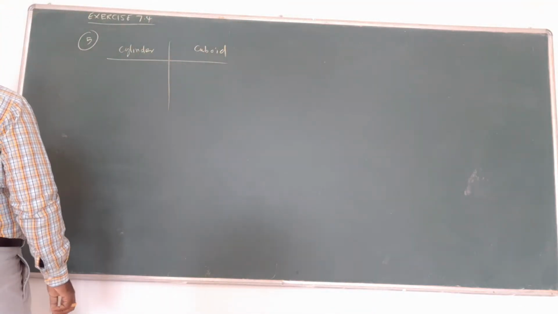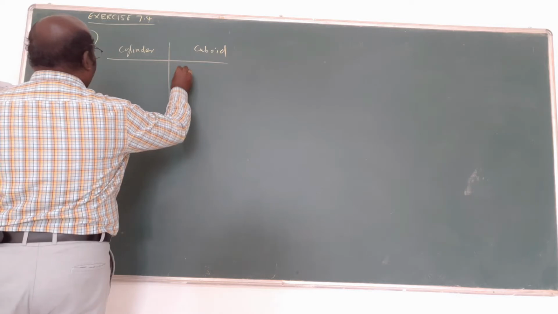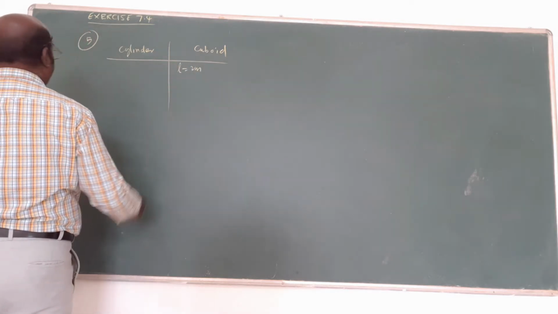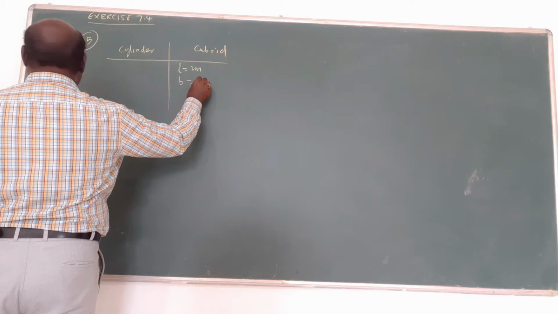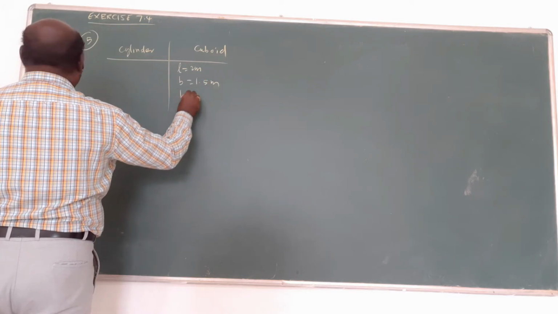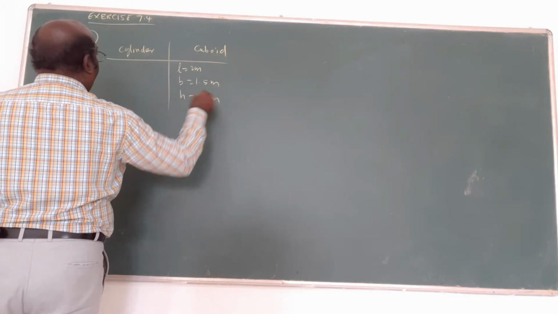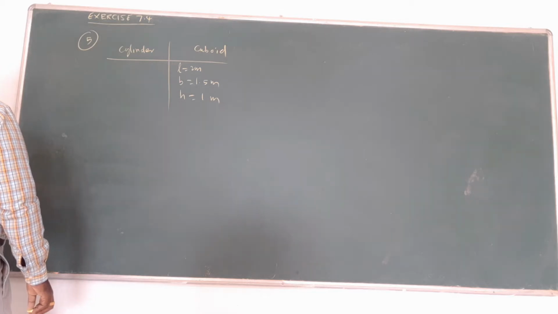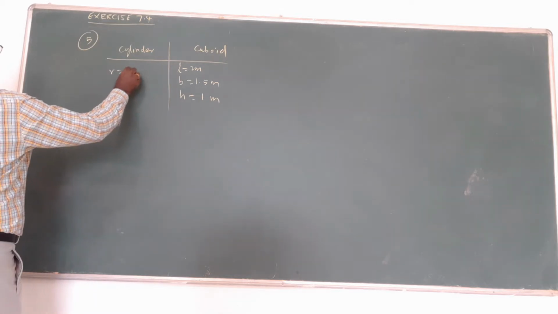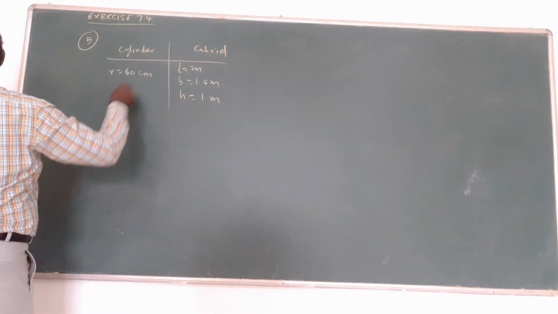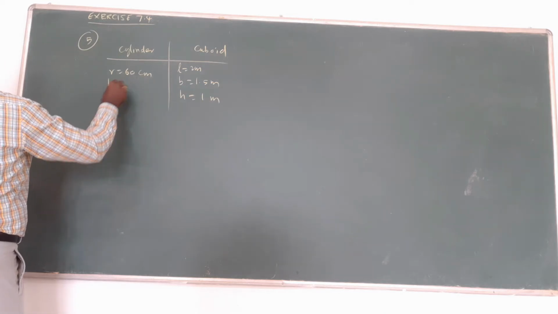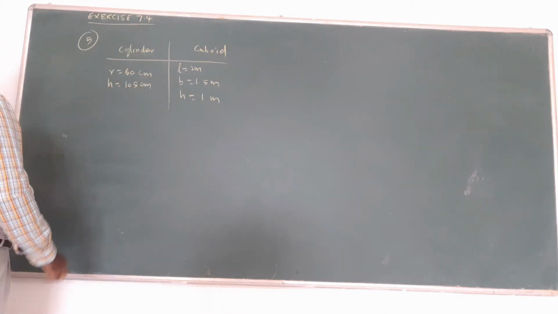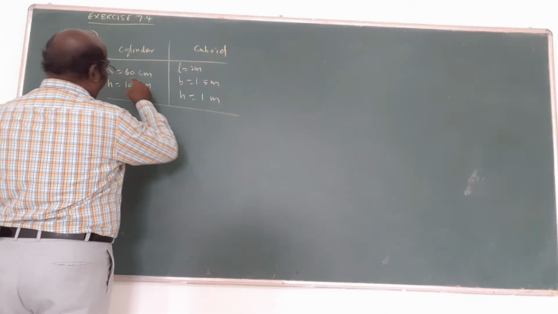Now, it is clearly given. The sump has dimensions: length 2 meters, breadth 1.5 meters, and height 1 meter. Then the overhead tank has radius 60 centimeters and height 105 centimeters.